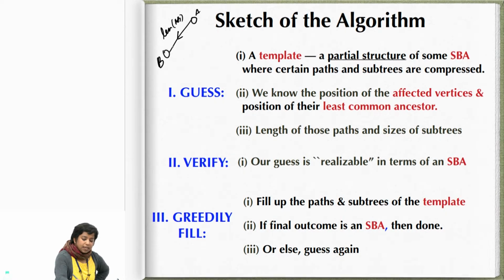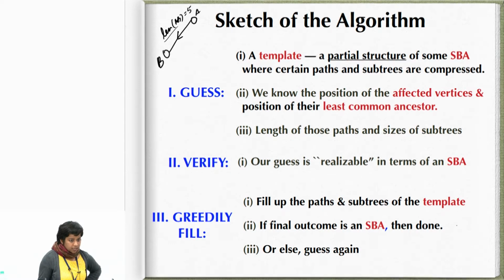This basically tells me that there are this many internal vertices. Let's say there are 5 between A and B in that hypothetical SBA, the one that I'm actually trying to find. So I will have to find 5 vertices which are not part of the upset games, the unaffected vertices, and add them to this. This is what I do in the third step.